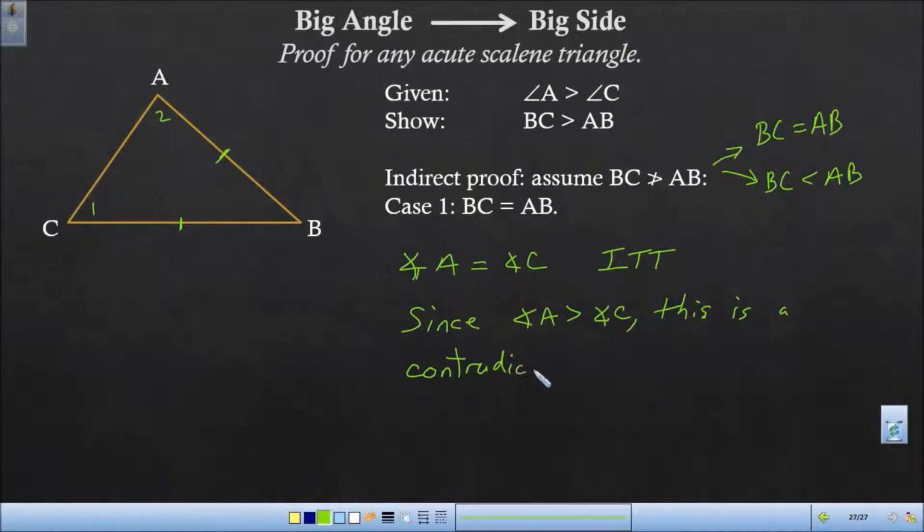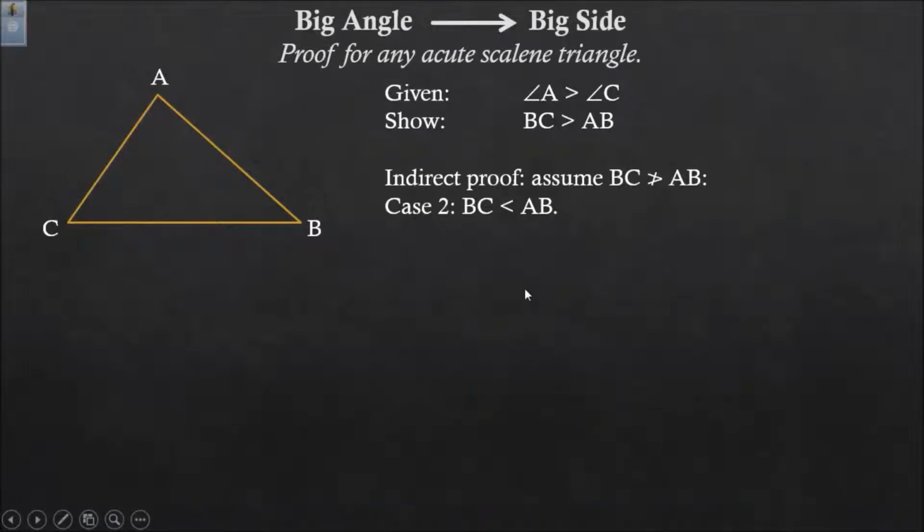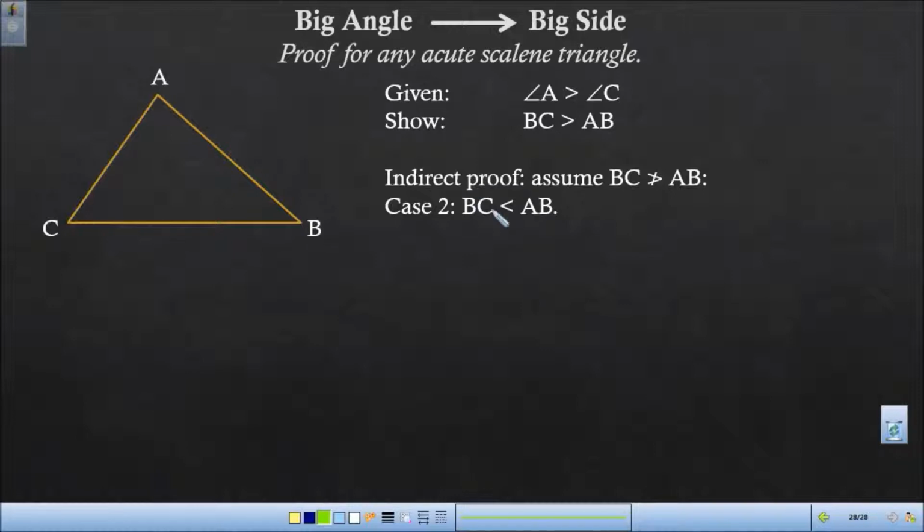Pardon me, this takes a little while to write out. This is a contradiction. Therefore, BC is not equal to AB. Okay, so we've proven that case 1 is not correct. We must now prove that case 2 is not correct. Okay. So here's case 2. Now, in case 2, we make the assumption that BC is less than AB, so that this is small and that this is large.